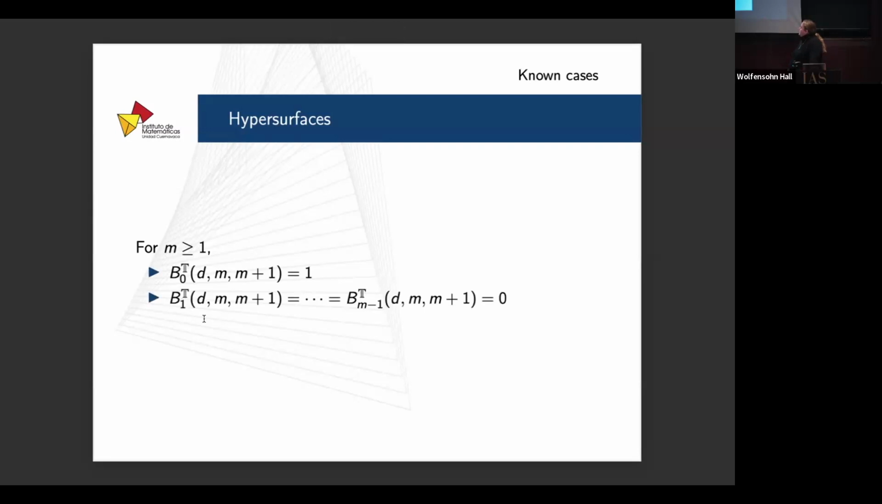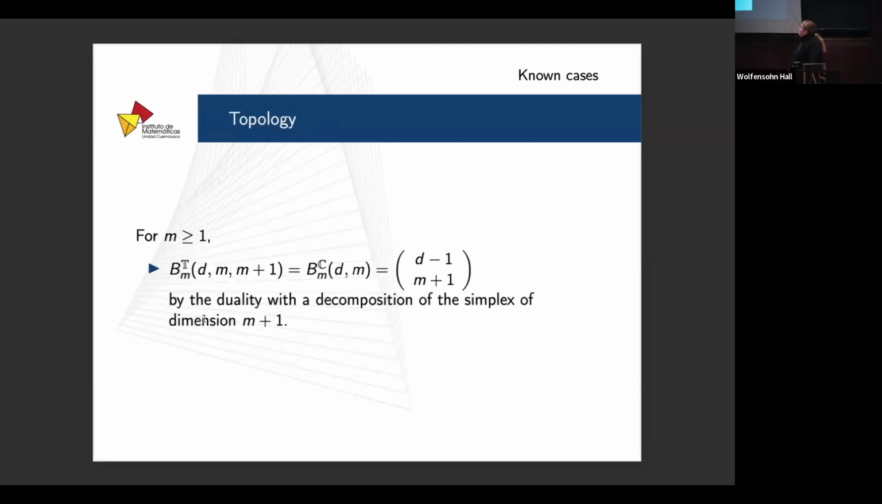Then the 0 Betti number is 1. Between 1 and m-1, the Betti number is 0. And the top Betti number is again the same as the complex one, because of the duality with the decomposition of the simplex of dimension n+1.